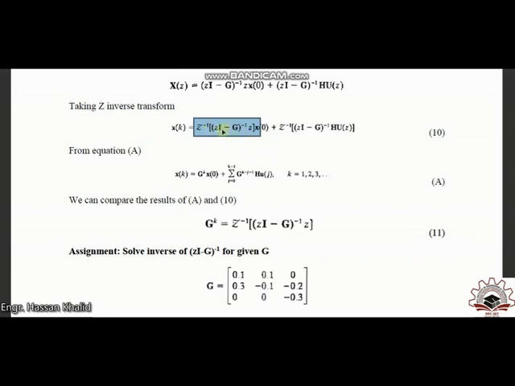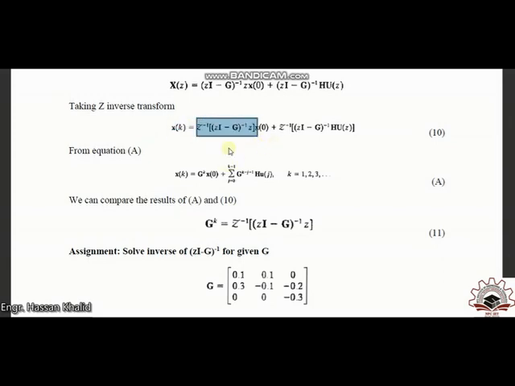Previously you know that x of k plus 1 was equal to G, the system matrix, multiplied by x of k. We are able to find the state of the system response, that is x of k plus 1, for the given x of k, but we have been stuck at this point while finding the z inverse.